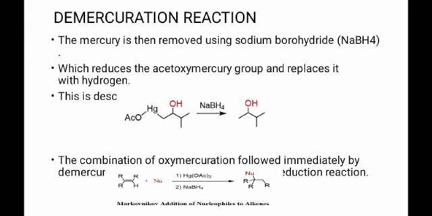Next is the demercuration reaction. The mercury which is present there is then removed using sodium borohydride, that is NaBH4, so that it reduces the acetoxymercury group and replaces it with hydrogen. This is the demercuration reaction. We can see the acetoxymercury is replaced with hydrogen, and the combination of oxymercuration followed by the demercuration process is known as the oxymercuration reduction reaction.